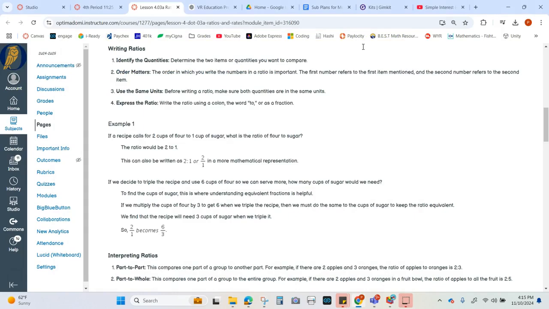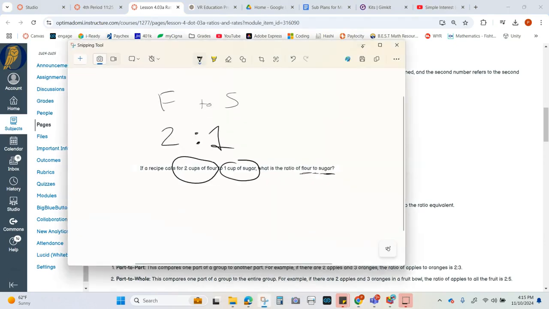If we decide to triple the recipe and use 6 cups of flour, how many cups of sugar will we need? So if we triple it, and now we have 6 cups of flour, how many cups of sugar? Now, what was that special word I used, that vocab word? Triple? What does triple mean?